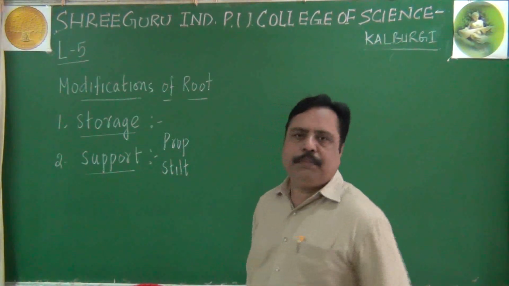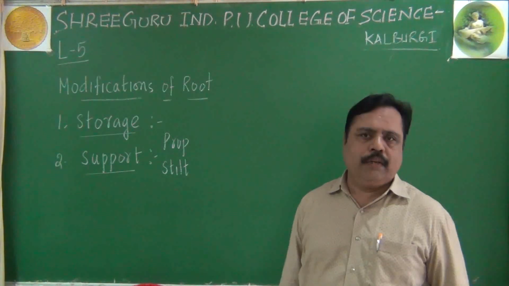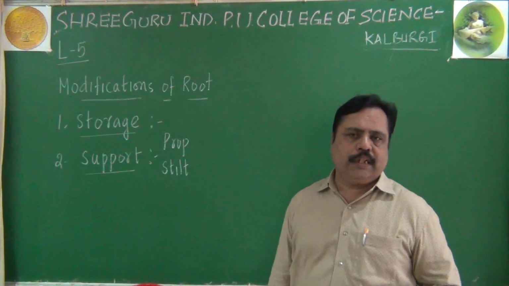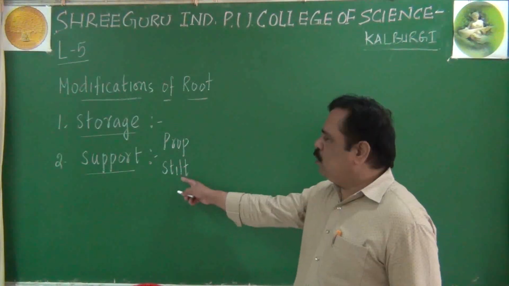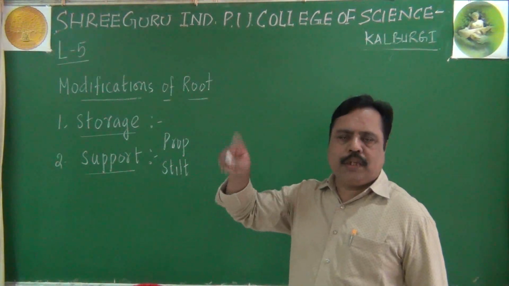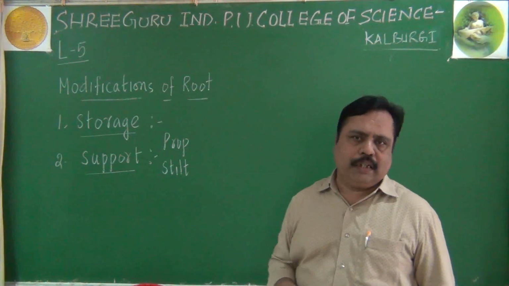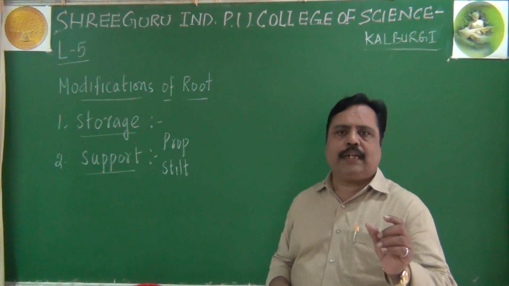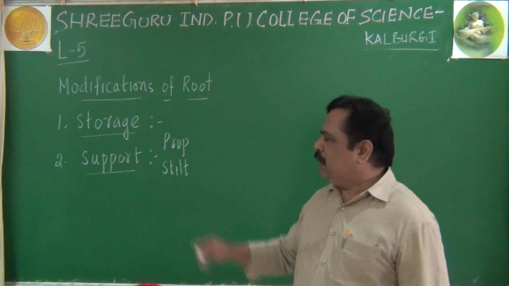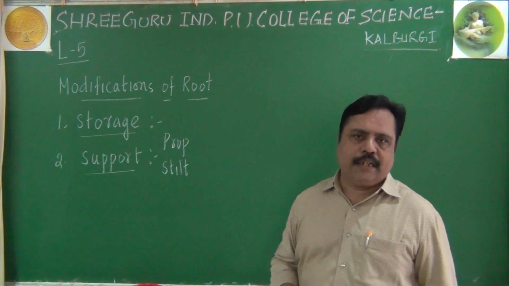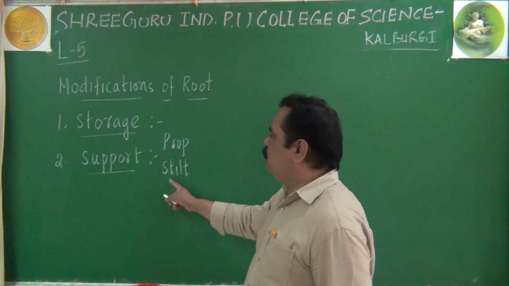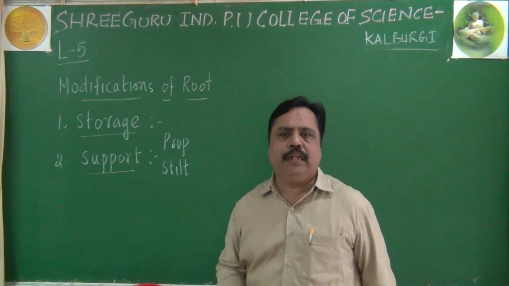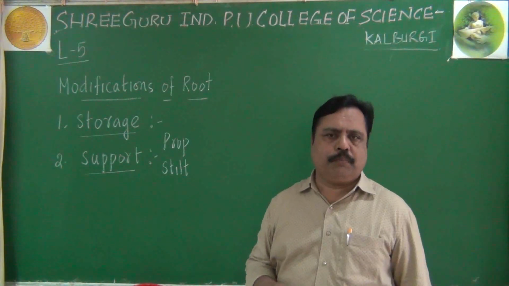Prop roots are exhibited by banyan tree, Ficus bengalensis. Stilt root was exhibited by sugarcane and maize plant. Sugarcane was biologically called Saccharum officinarum, and maize, Zea mays. Anyhow, prop root and stilt root are supporting roots serving that purpose.